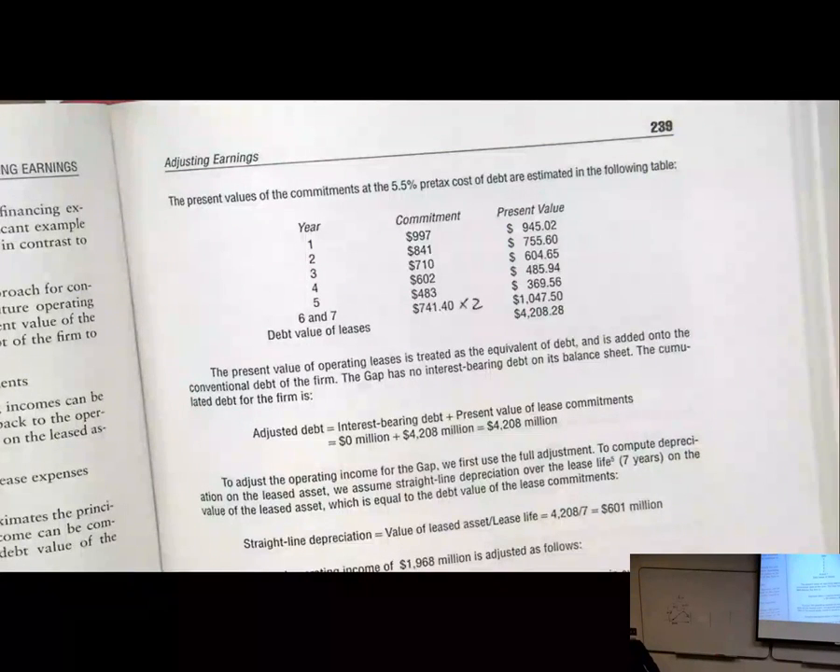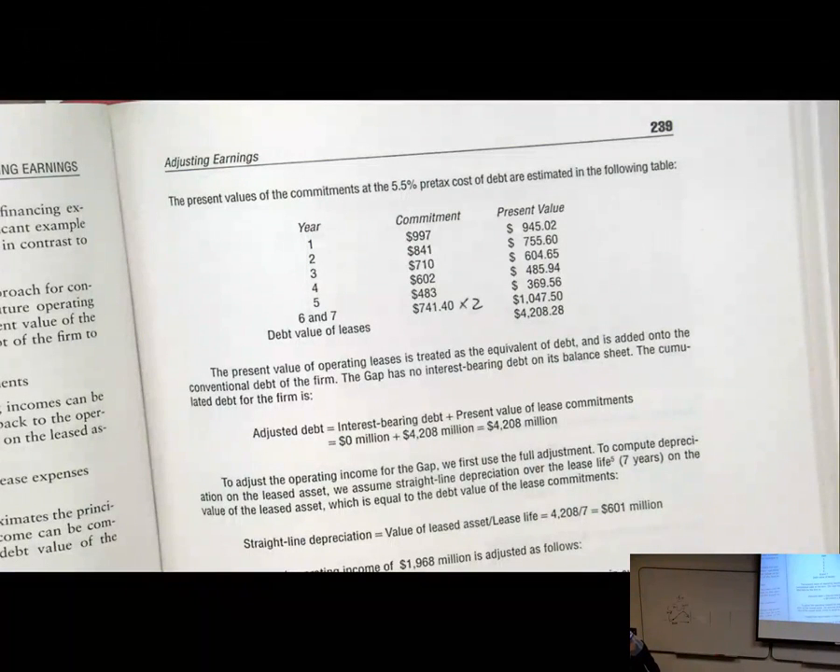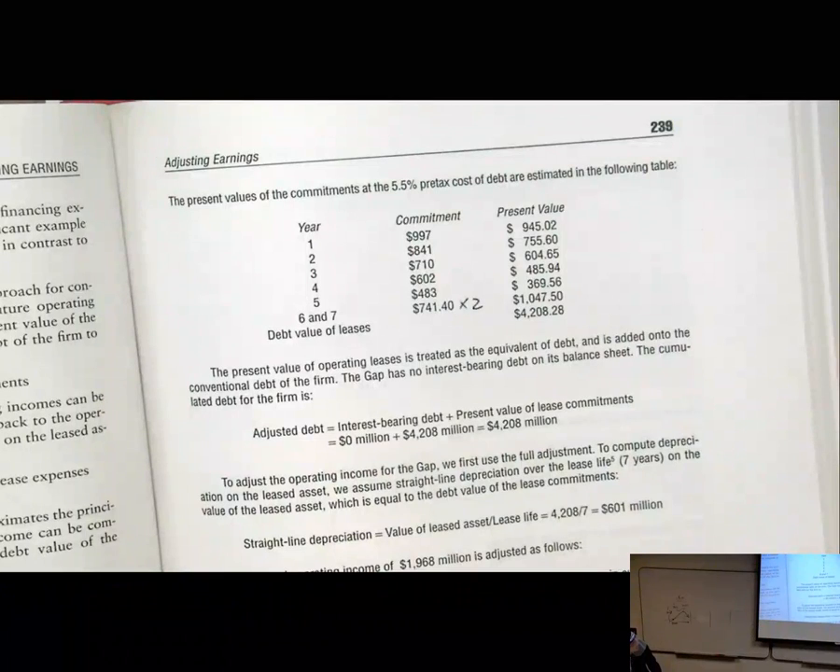And then we discount that by using the cost of debt, because this is debt, right? You use the cost of debt to do the discounting to calculate the present value, and I think the pre-tax cost of debt, 5.5%, is the discount rate. And when you add all those present values together, you get the debt value of the leasing assets.